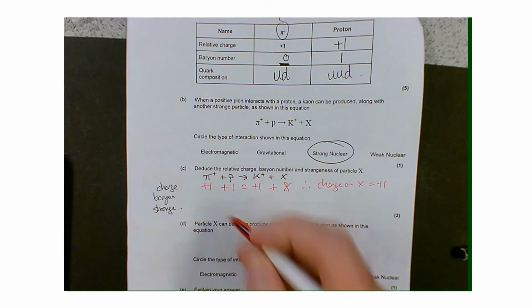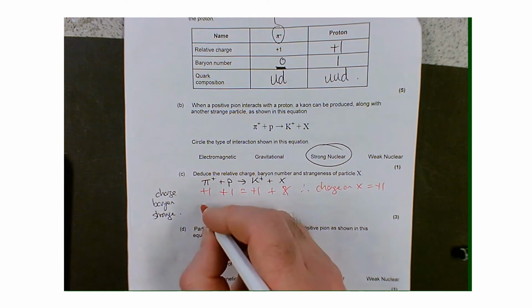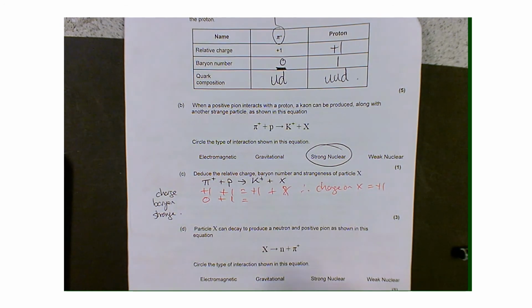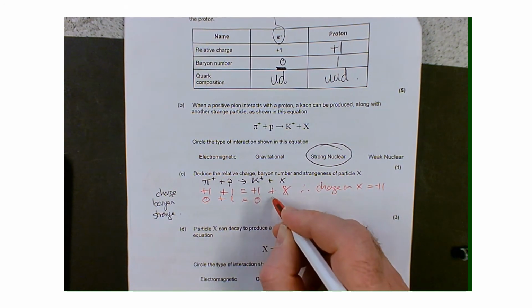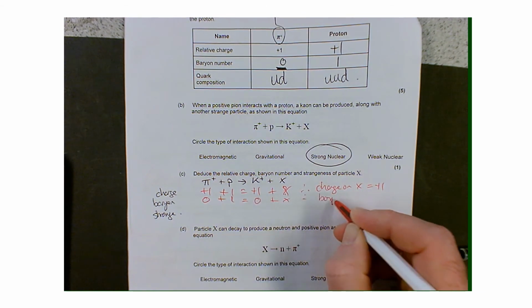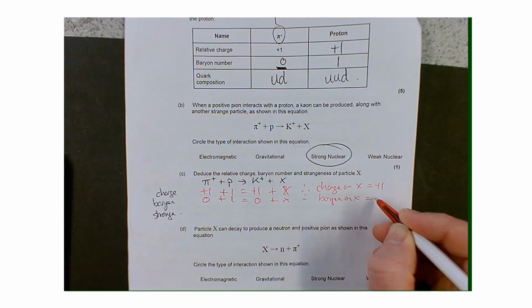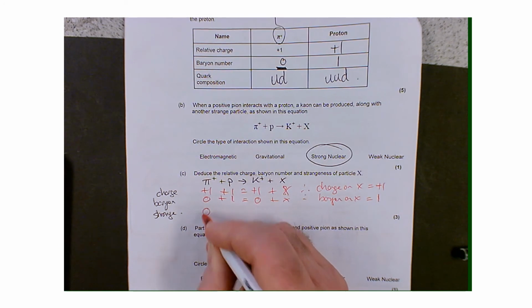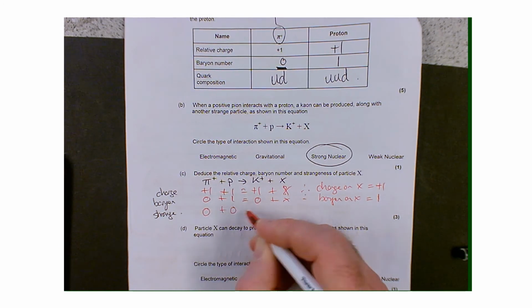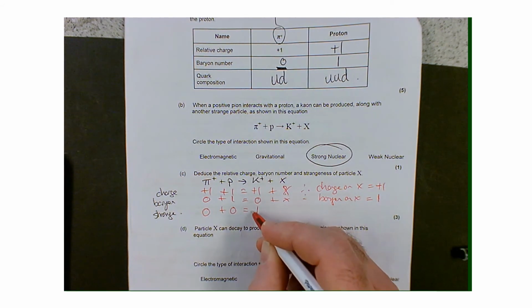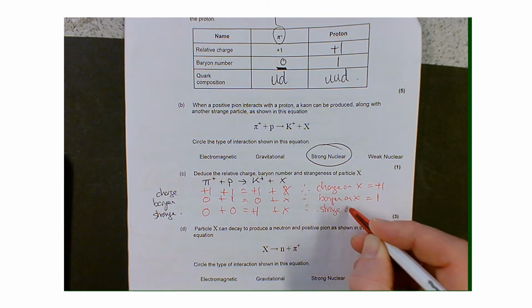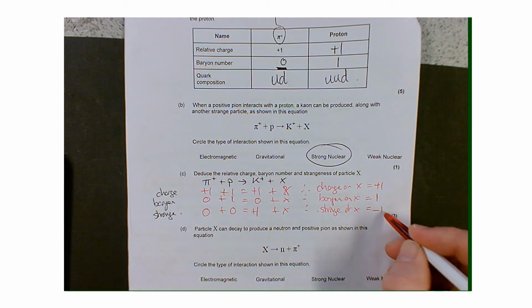Right, the baryon number of the positive pion is 0, and 1 on the proton. The baryon number on the kaon is 0, so that means that the baryon number of X has to be 1. Okay, and then we've got the strangeness number: 0 for the positive pion, 0 for the proton, and for the positive kaon, +1. So that means that the strangeness of X equals -1.